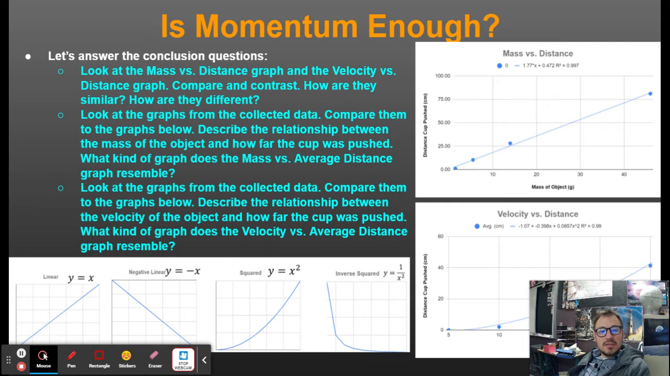Now let's look at the velocity versus distance. Well, notice that it's a y equals x squared relationship. So then there's the equation on the graph there. It's going to be an x squared relationship. And that means that it's going to be curved a little bit.